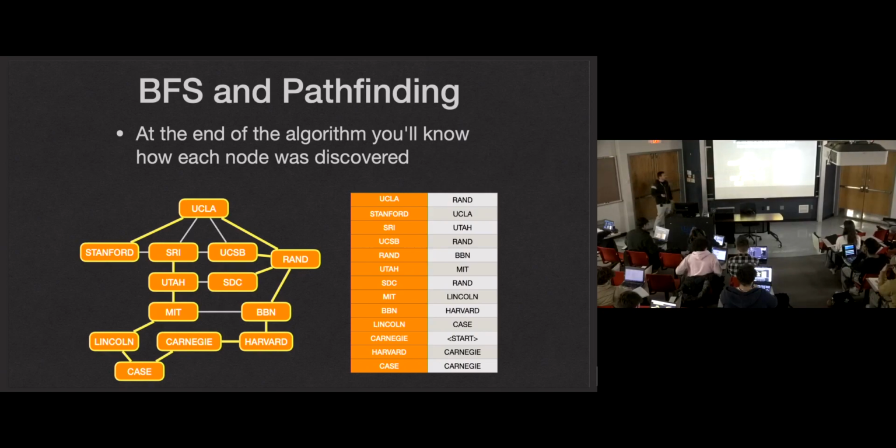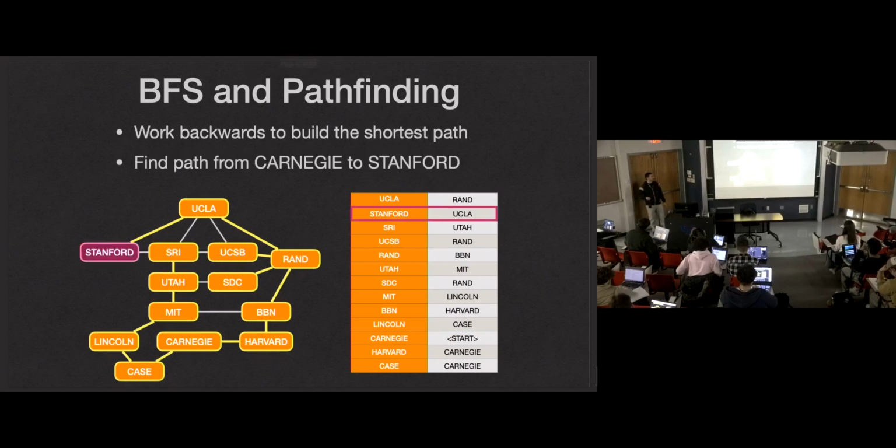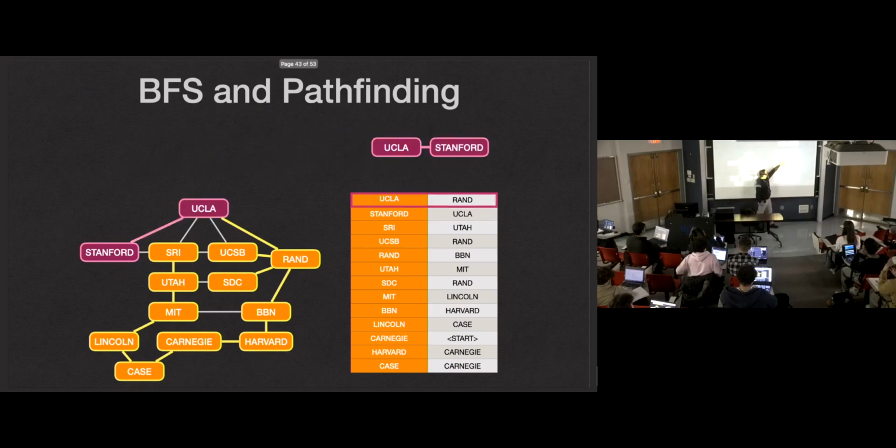And then if we want to build the path, say I want the path from Carnegie to Stanford, I'm going to start at the end of the path. I'm going to start at Stanford, my destination, and I'm going to keep asking this hash map my questions of where did you come from? Stanford, who found you? UCLA found me, and start building my path backwards.